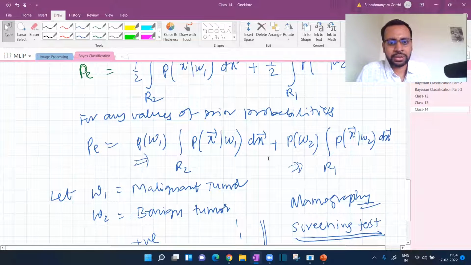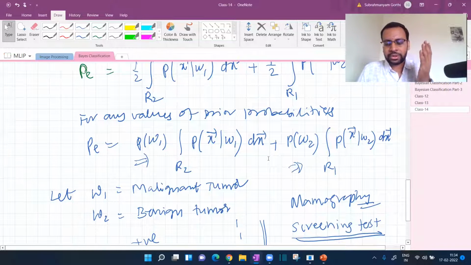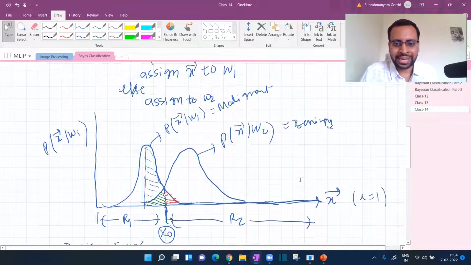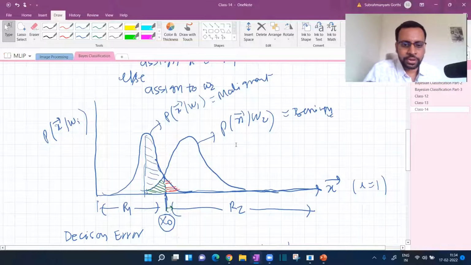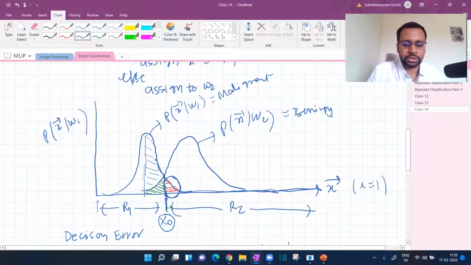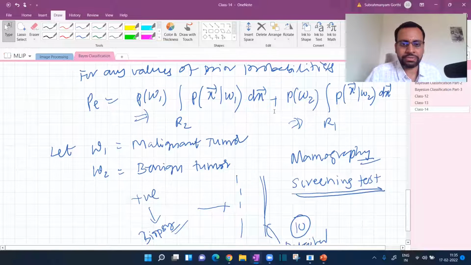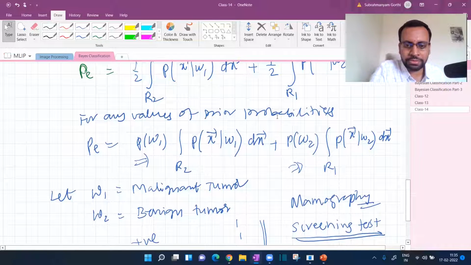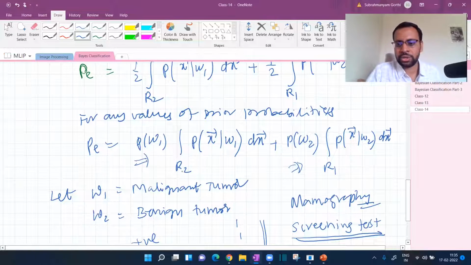Sir, I think the second statement, you said it the other way around. Oh, is it? Okay. So let me again restate that. See, when you look at this part, the first term, this should have been assigned to omega 1, but you have assigned it to omega 2. That is the first term here: probability of X bar given omega 1 dx bar for region R2.